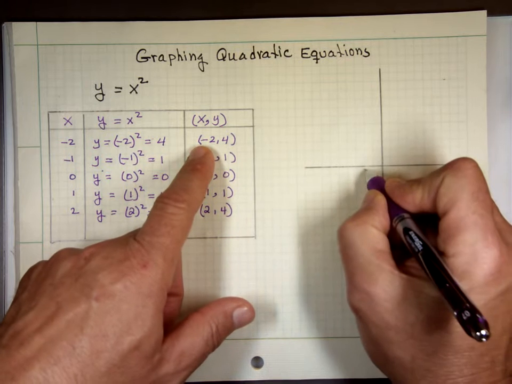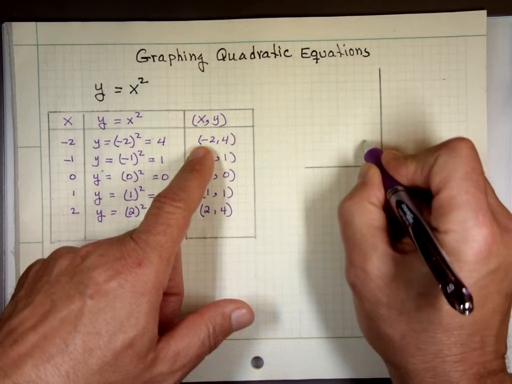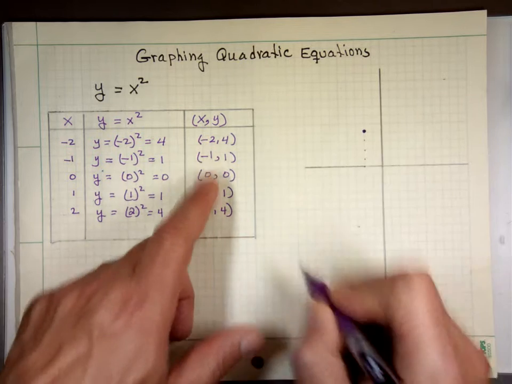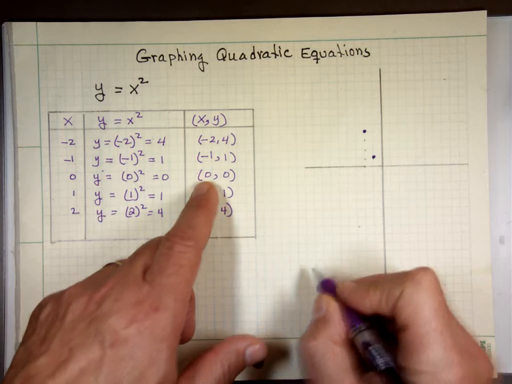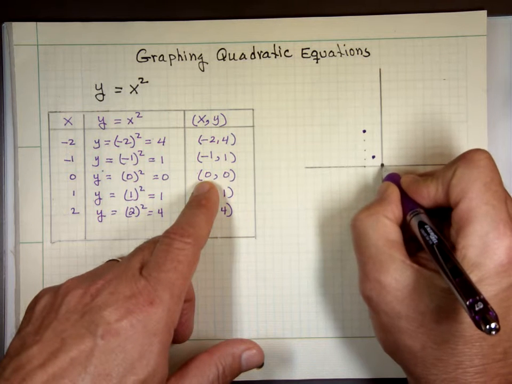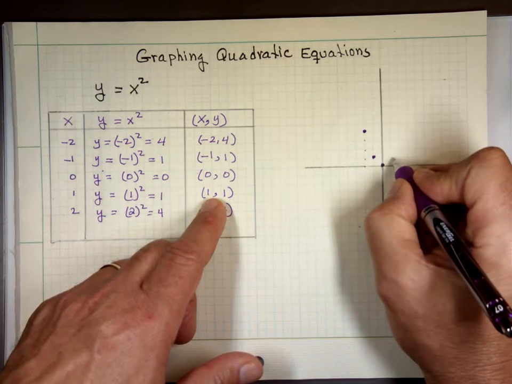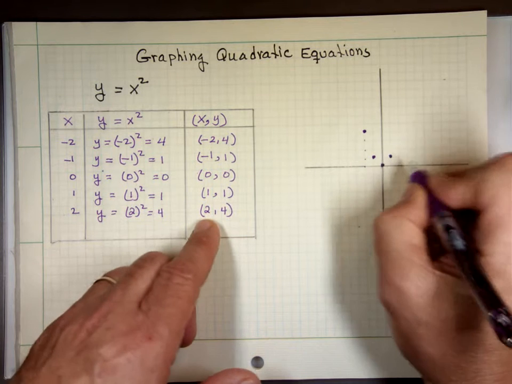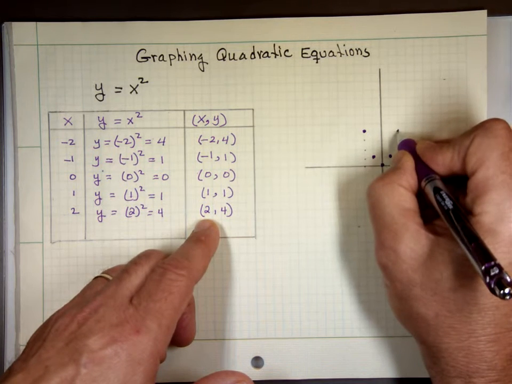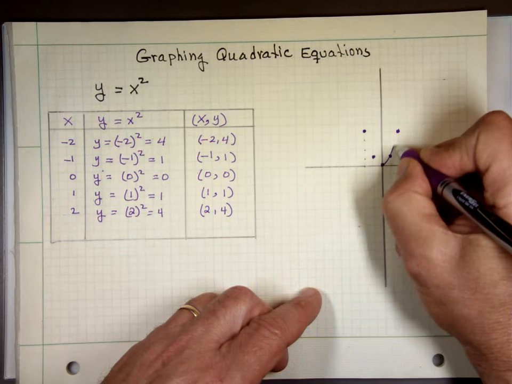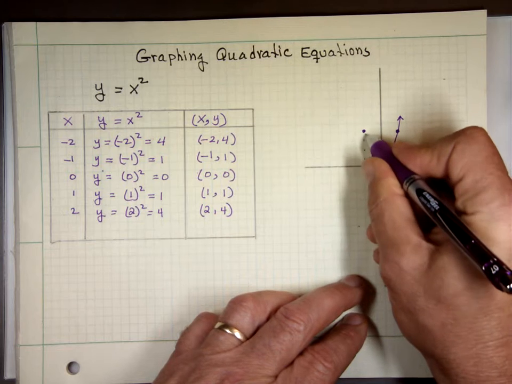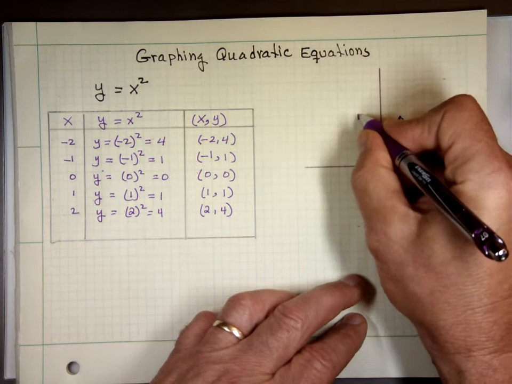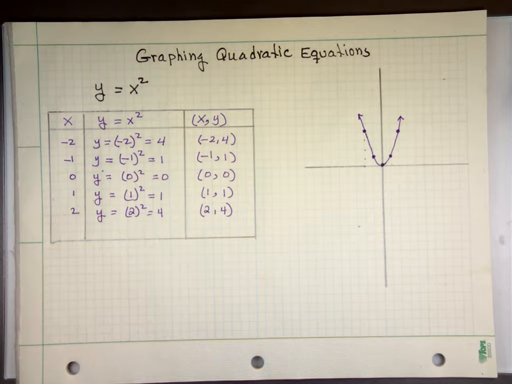-2 and 4. This is -2 and 4. 1, 2, 3, 4. -1 and 1. It's nice to have a graph paper. 0 and 0. 1 and 1. 2 and 4. So you can see the graph looks like this. And it doesn't stop here just because I picked these points. It keeps going. And that's what the graph of y equals x squared looks like.